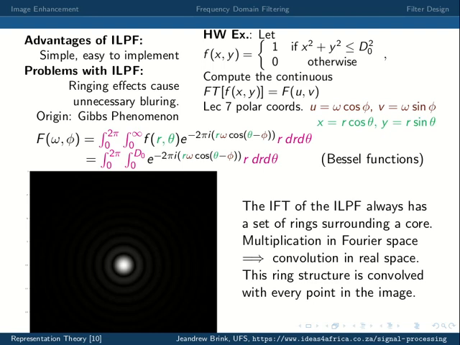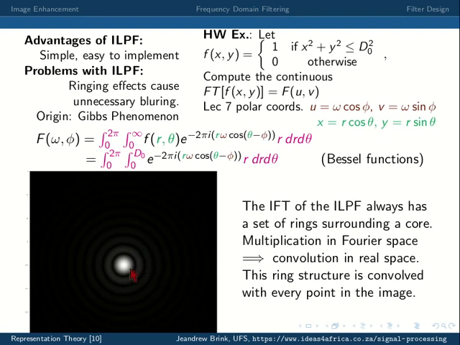Okay, so that's the problem with the ideal low pass filter, right? Because it has this discontinuity in Fourier space. When you take the inverse transform, you're adding this thing, and in some images you can actually see these rings coming out.